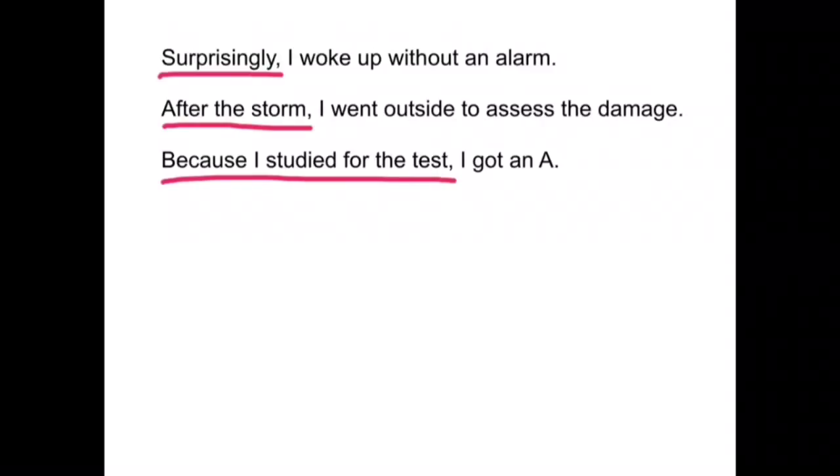So anytime you have any of these types of introductory elements, you need to put a comma immediately following them. You know where to put the comma because you put the comma right at the beginning of the independent clause. So right before where your independent clause starts, you need a comma.